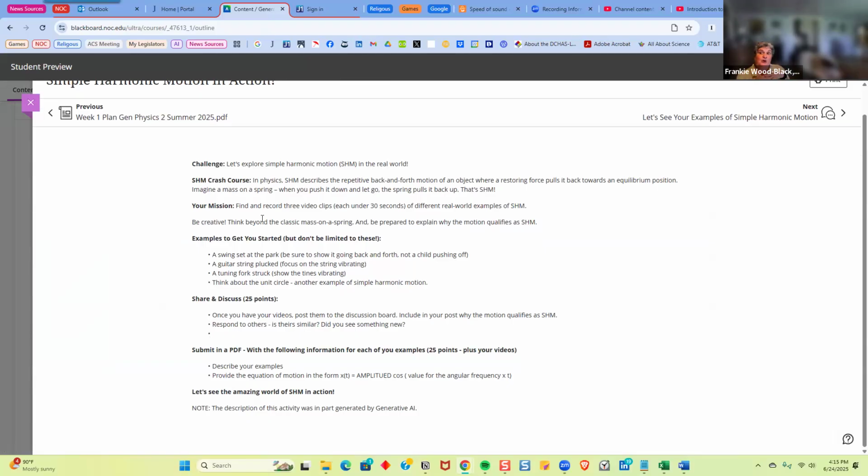I would like for you to post those in the discussion board so that everybody can see them. And after tonight, you should be able to write the equation of motion for your example of simple harmonic motion. And that's what you will put in your PDF that you're going to submit. So this is going to be worth 1 lab.